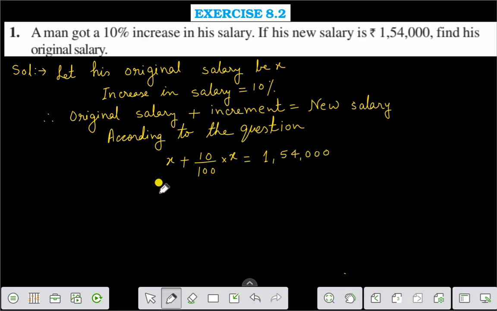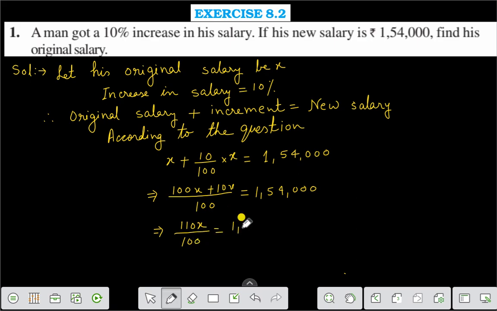If we add this one, that is 100x plus 10x is equal to 1,54,000. 100 plus 10, that is 110x by 100 is equal to 1,54,000.